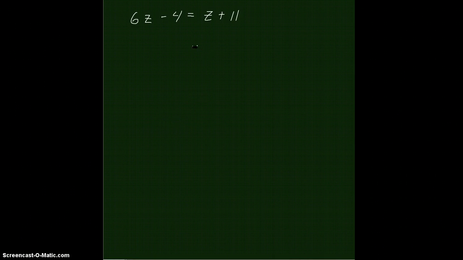Now remember, I wanted to get my variables on the left-hand side and all the numbers on the right-hand side. Because I have two terms on the left and two terms on the right, I can add and subtract terms to do that. So let's start by adding 4 to both sides. And I'm going to put it underneath its like term. Right, so I can just look straight up and down and say, oh, these 4's cancel or add up to 0. So 6z is now equal to z, 11 plus 4 is 15.